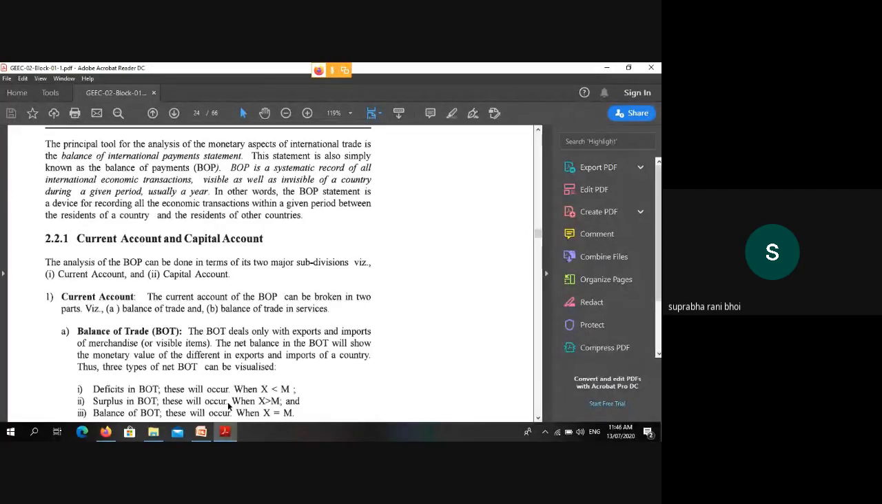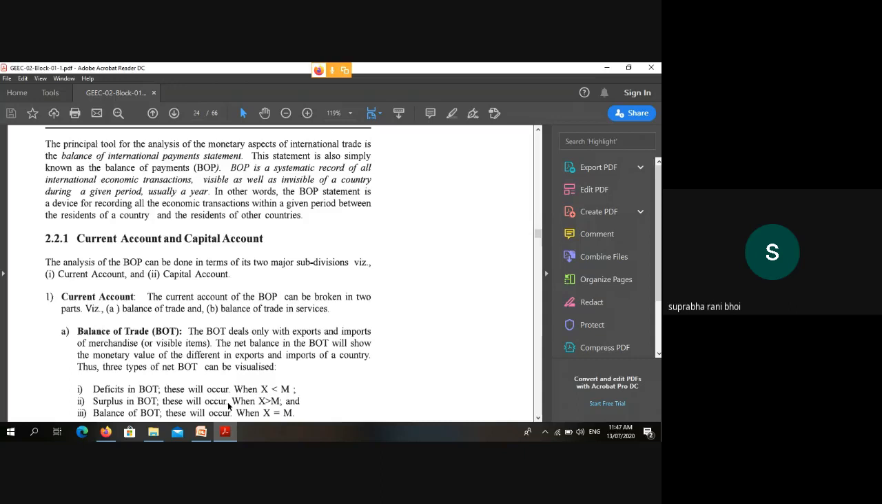Balance of trade deals only with the export and import of mercantile goods, what I have called visible items. Clear? When we engage in the export and import of mercantile goods, it is included in balance of trade. If we export our goods, it comes on the positive side, the credit side. When we import goods, it comes on the debit side.